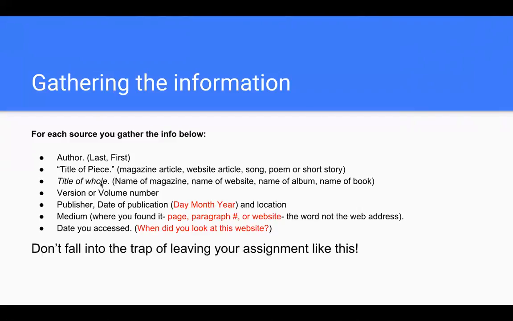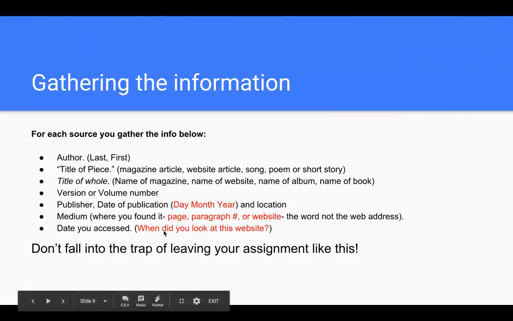Then you're going to need the title of the whole. So that's the actual name of the magazine, the name of the website, the name of the album or book or whatever you're using. It should be in italics with a period at the end. The next section is the version or volume number, the publisher, comma, date of publication. This is a little bit weird because they want you to format it day, then month, then year. The medium where you found it, which is going to be the page number, the paragraph number, or the word website. You're not putting the actual website address. You're going to put the word website. And then the date that you accessed it. When did you look at this website?